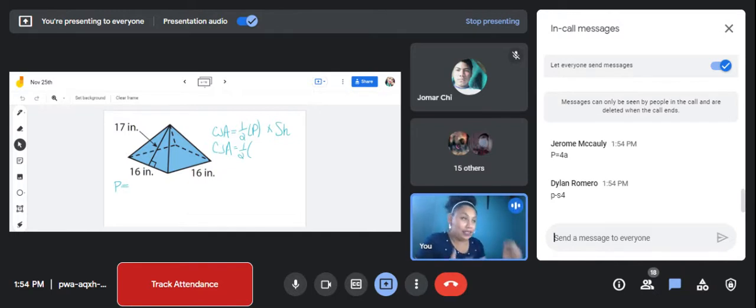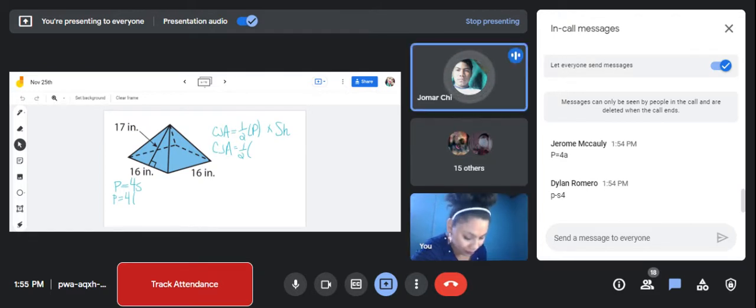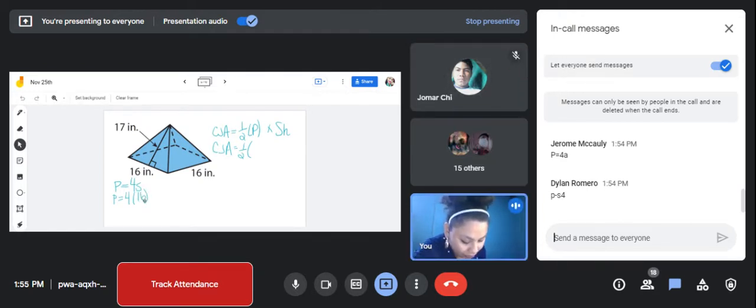Perimeter is you're adding all the sides, right? So if you have a square, all of the sides measure exactly the same thing. So the formula for perimeter is 4 times the side, or whatever letter you want to use to represent the side, right? So I am going to find perimeter by doing 4 times what is the length of a side of the square? 16 inches. 16. And what is 4 times 16? 64, miss. 64. Very good.